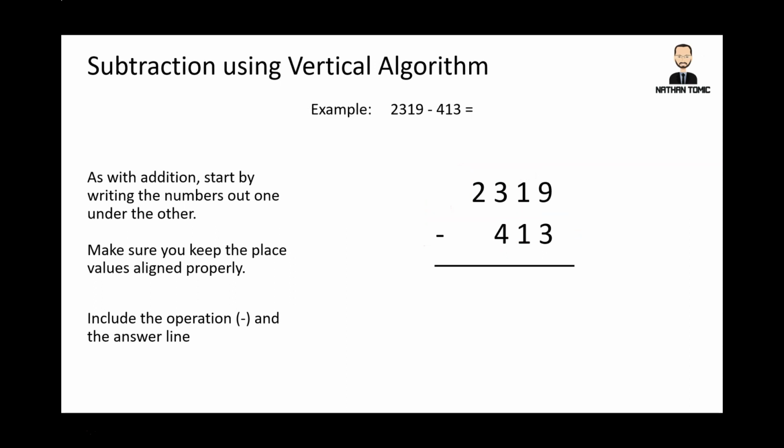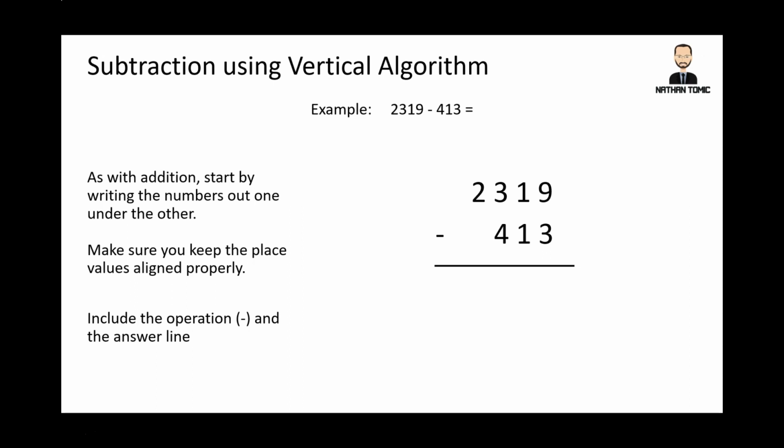Let's look at the same sort of algorithm with a subtraction. So the starting point is the same. We write out both numbers, one underneath the other, making sure that we keep them in the right order. Remember, we cannot change the numbers around for subtraction. We have to do them in the order that they were given. Again, put a line underneath to show where our answer is going to go, and don't forget to put the operation symbol, so the takeaway sign in there as well.